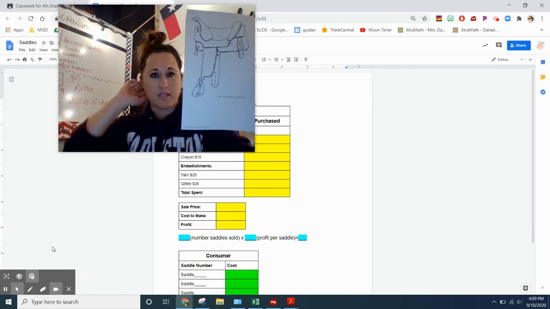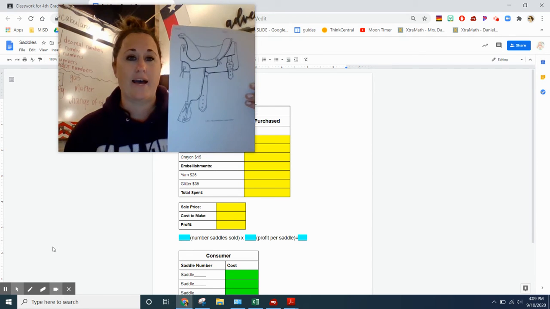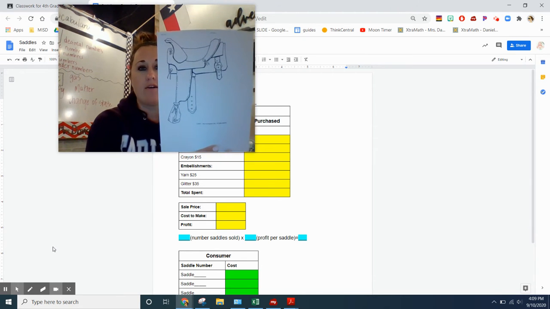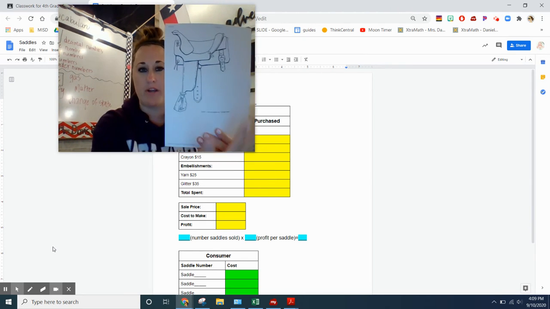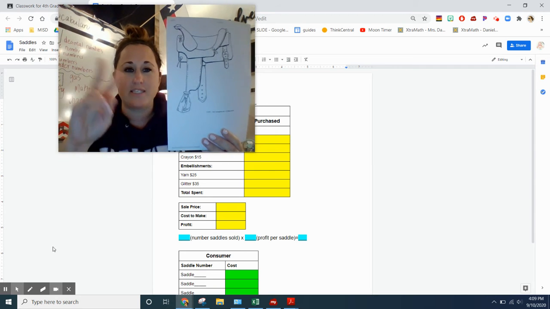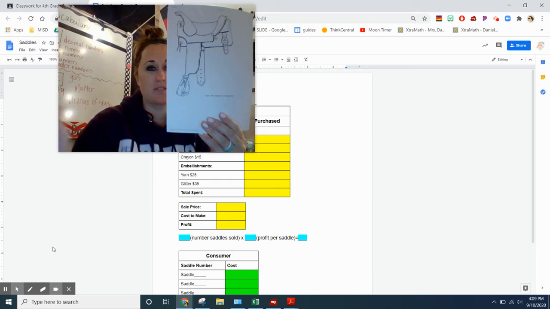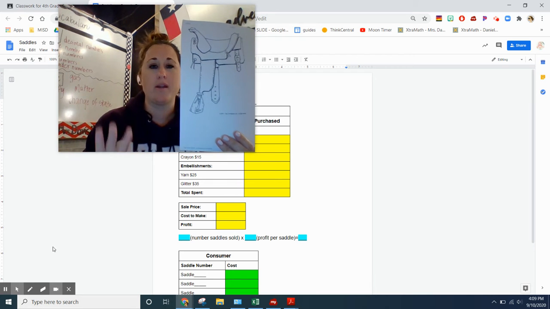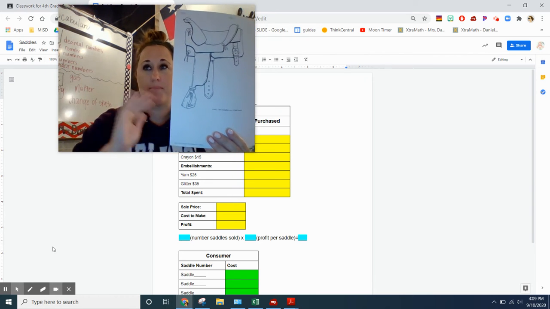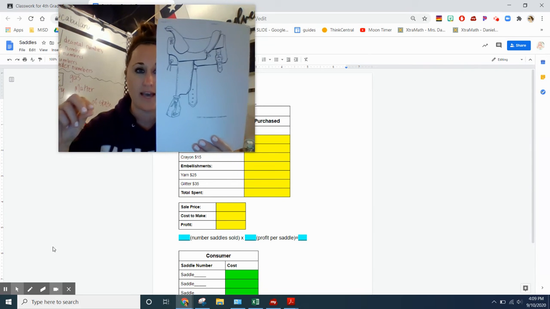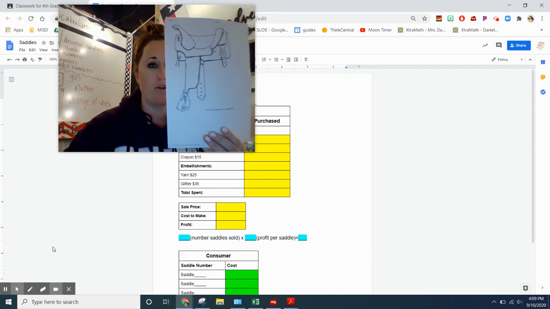I posted this picture last week, and hopefully you got a chance and found a way to print it. So this is your saddle, and what you're going to do is design a saddle, and then we're going to have a store, and I'll explain all that in a moment, or in the next video on Monday. So all you need to worry about today is designing your saddle and setting your sale price. So I'm going to walk you through it.